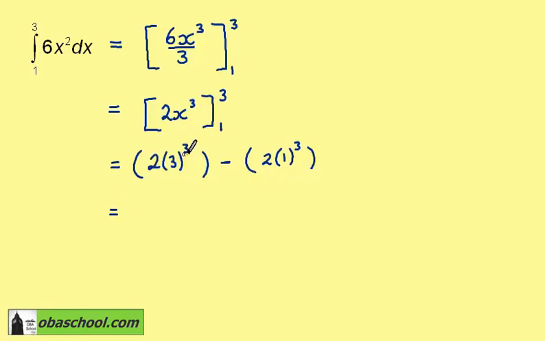3 cubed is 27, multiplied by 2 is 54. Take away, 1 cubed is 1 times 2 is 2. So this gives us 52. Note that when doing a definite integral, we don't use the arbitrary constant plus c when we integrate.